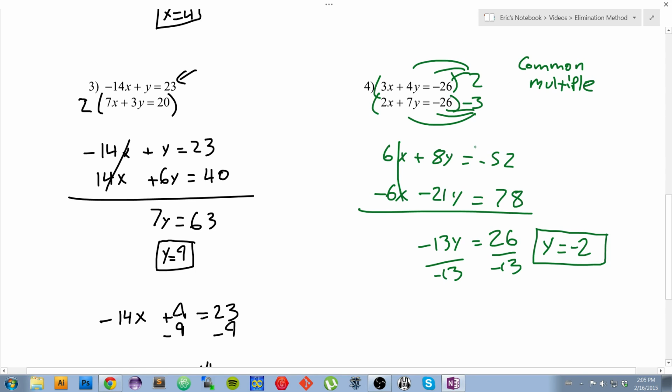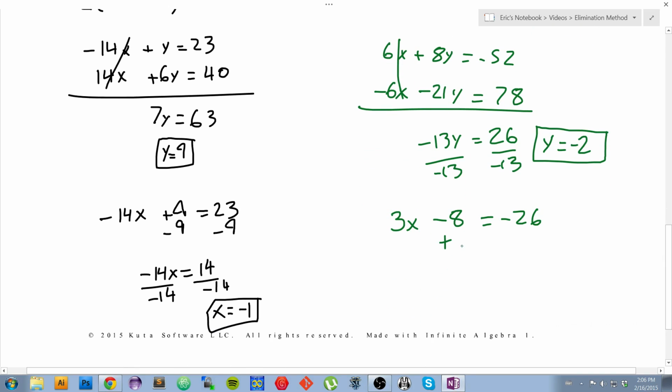And just like all of the problems that we've done previously, once we have one variable, we're going to plug it back in to find the second one. So now what I'm going to do is I'm going to take that first equation and I'm going to plug in y equals negative 2 right there. So 3x minus 8 equals minus 26 because in my head I did 4 times minus 2, which gave me minus 8. Add 8 to both sides. 3x equals, wait a second, oh, thought I made a mistake. Did not, okay. Equals minus 18, divide by 3, x is equal to minus 6.